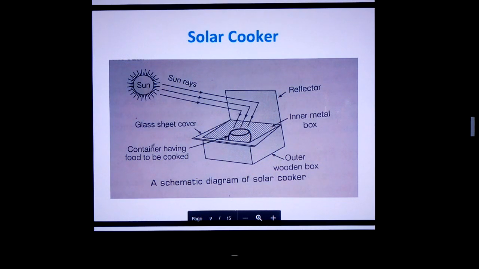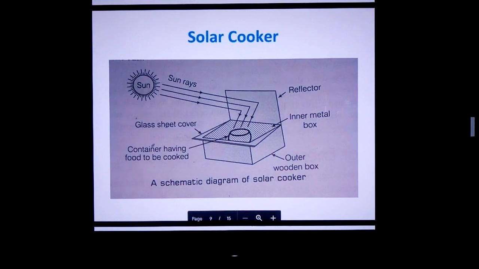When the sun rays fall on the reflector, it sends them to the top of the solar cooker in the form of a strong beam of sunlight. The sun rays pass through the glass sheet cover and get absorbed by the black surface in the box. Now about one third of sun rays consist of infrared rays which have a heating effect, and once infrared rays enter the box, the glass sheet does not allow them to go back.